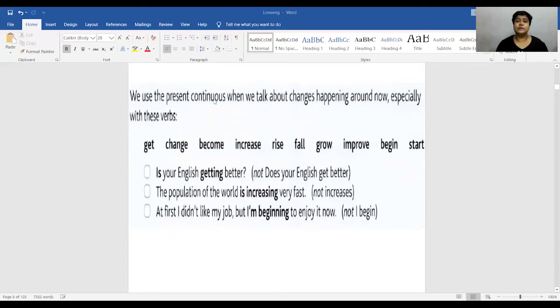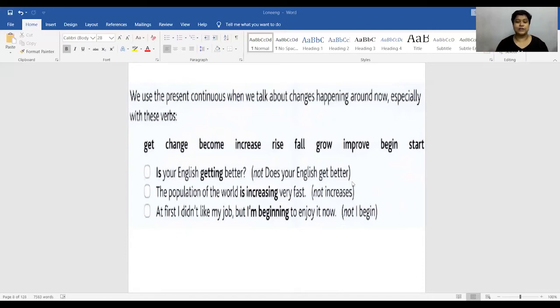We use the present continuous when we talk about changes happening around us, especially with verbs. Okay, so: get, change, become, increase, rise, fall, grow, improve, begin, start. All these are verbs. Okay, so, is your English getting better? "Is getting" is present continuous. You don't say "does English get better."